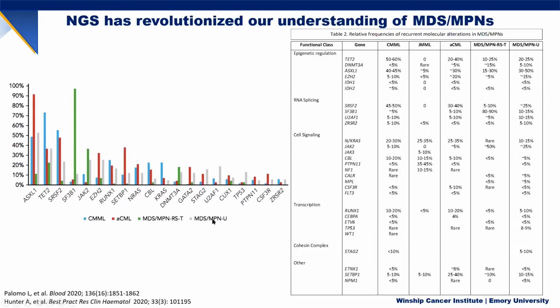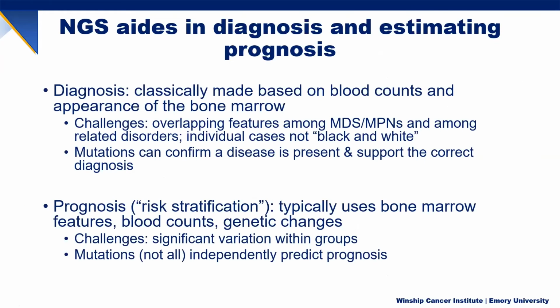We can certainly use this information, and we'll initially talk about how it affects how we make diagnosis and how we determine prognosis in patients. Classically, how we diagnose patients is mostly based on what blood counts look like and what things look like under the microscope when we do a bone marrow biopsy. But this is challenging in that these are themselves overlap syndromes, so there's overlap between these diseases.